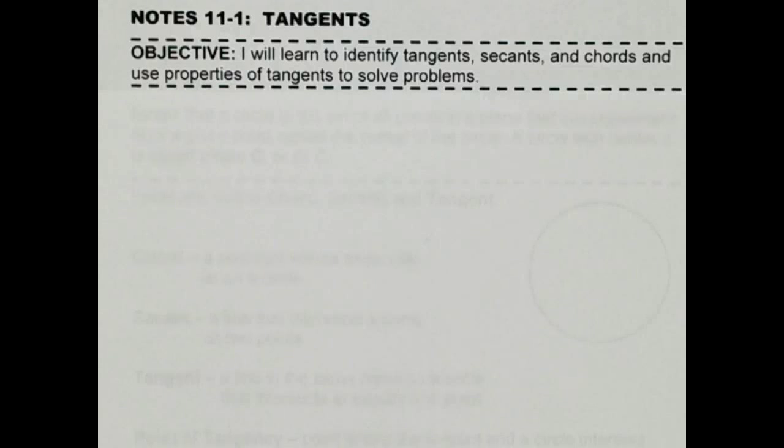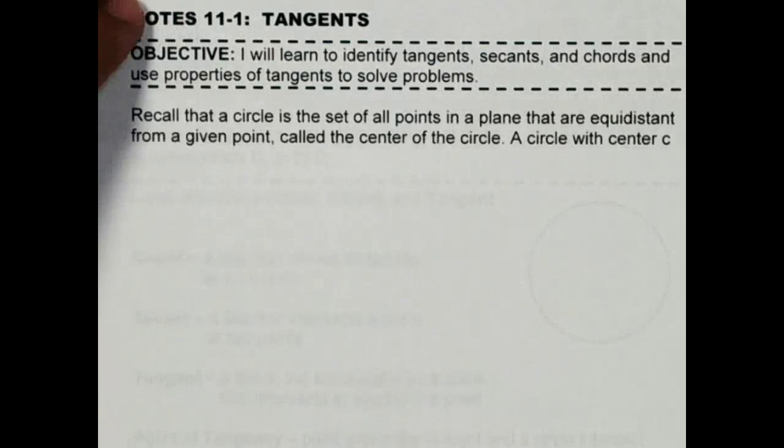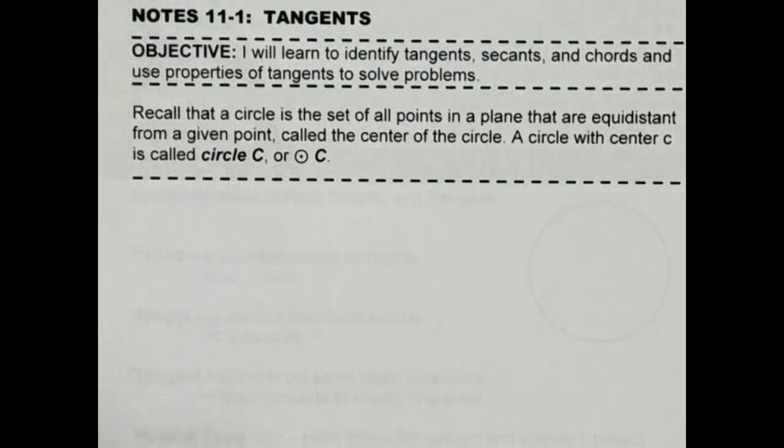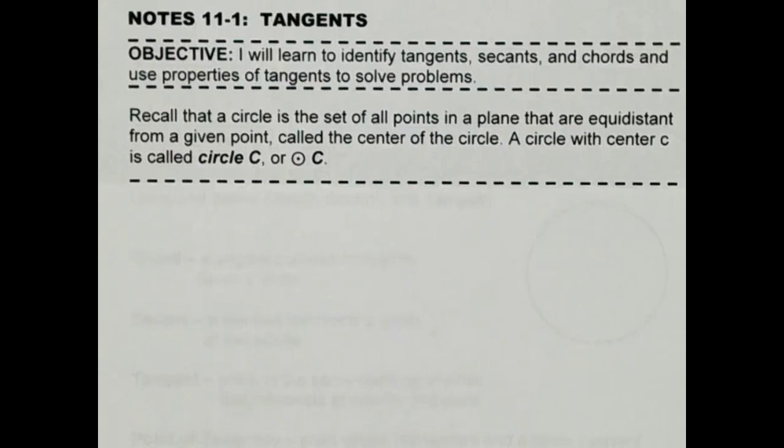Alright, 11.1 is tangents. We're going to talk about different lines or segments inside a circle, specifically tangents, secants, and chords. And to do that, we're going to start off by remembering or redefining what a circle is. It's a set of all points in a plane that are equidistant from a given point. That's called the center of the circle.